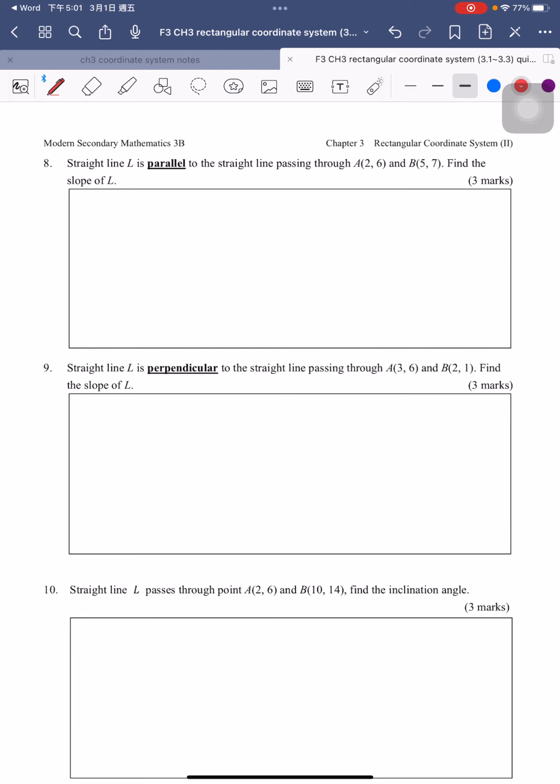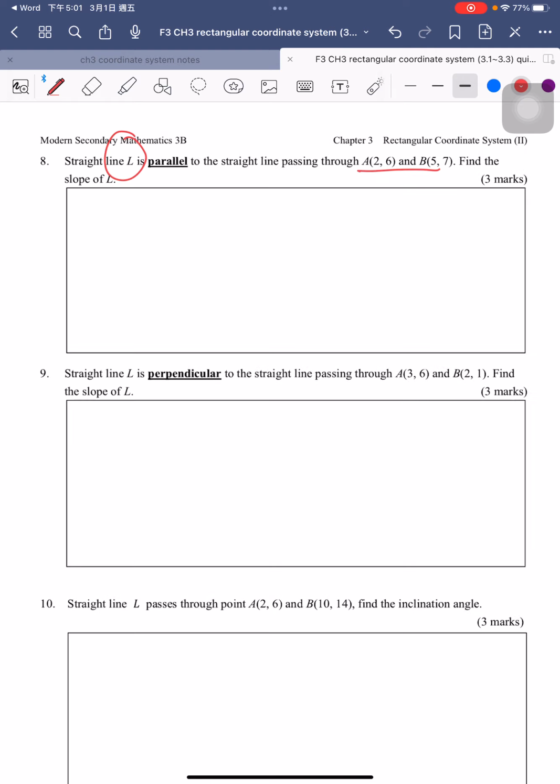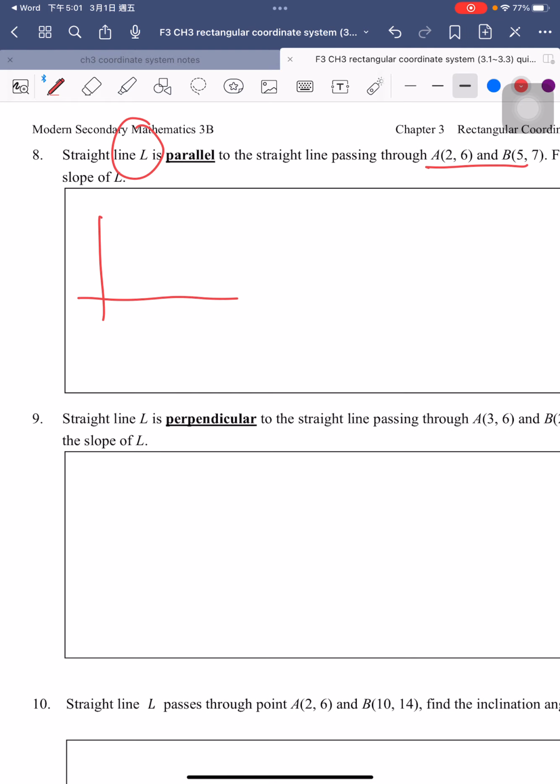For the next questions, some of you just gave me the answer, but you still need to give me some reasons, okay? So first of all, we have a line L parallel to these 2 points. Again, you can draw the curve. This point is A, this is B, and we have another line L, which is parallel with AB. Do you still remember our theory? If L is parallel to AB, then we can say the slope of L is equal to the slope of AB.